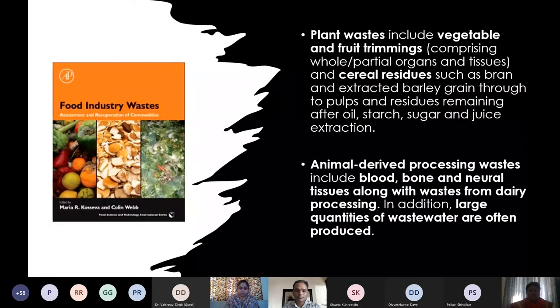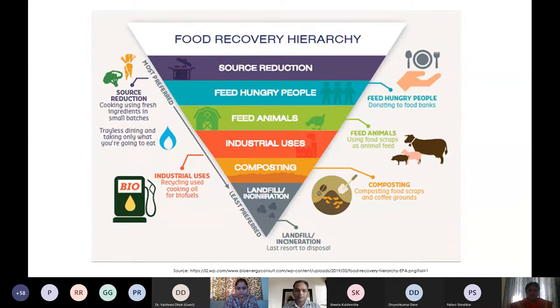But in the animal industry, a lot of water is also used, so wastage of water is another issue here. If we talk about the hierarchy of the valuable products which we can extract from these waste materials, first on the top of the list comes food. If we can create food out of the waste, that has the highest value.